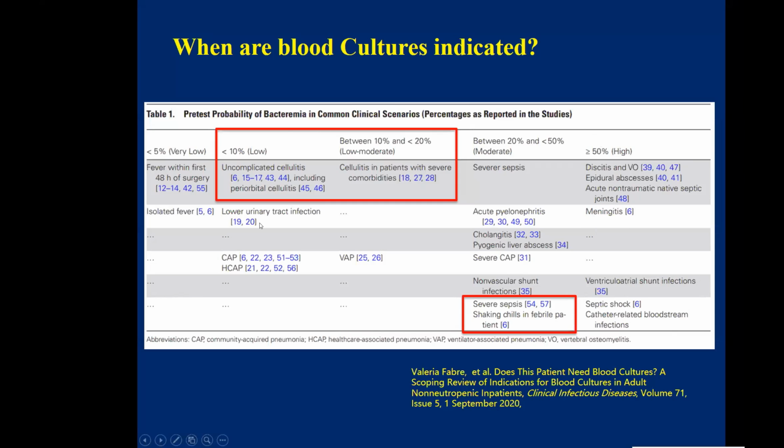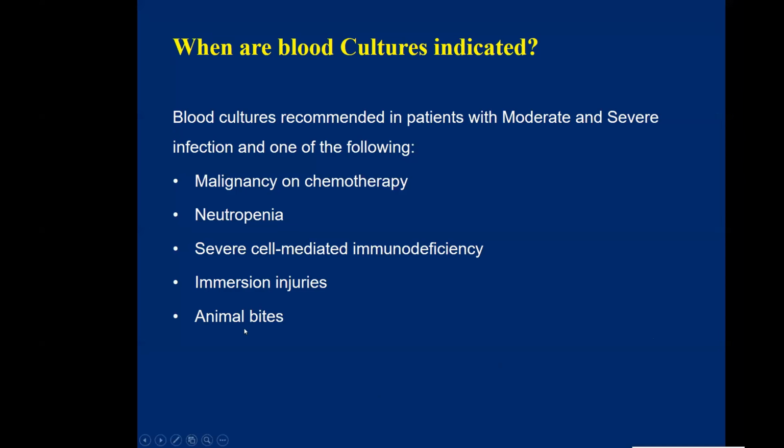So this table is interesting, and it tells us that, for example, community-acquired pneumonia carries really not as much risk of bacteremia. I think we overdo it a little bit. Most of the time, we will not get our bug. Who needs blood cultures? Patients with moderate and severe disease and the following.